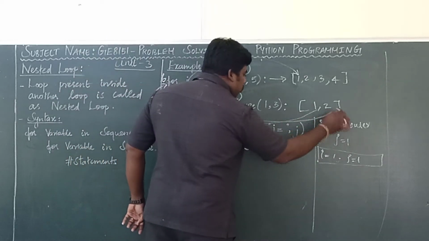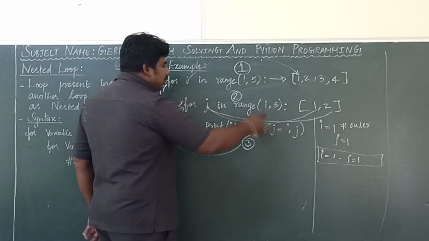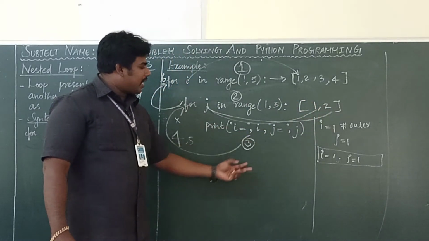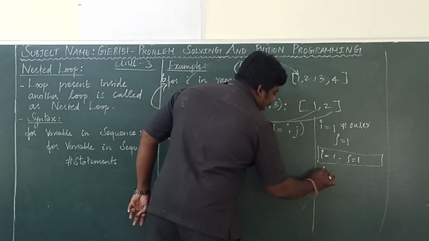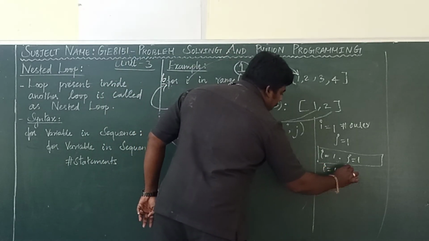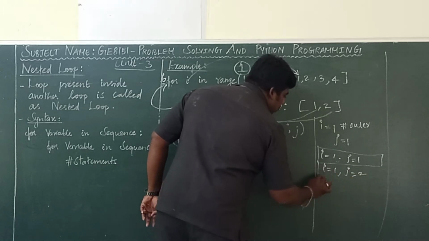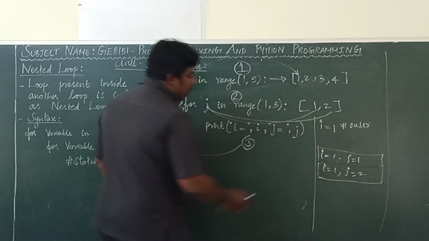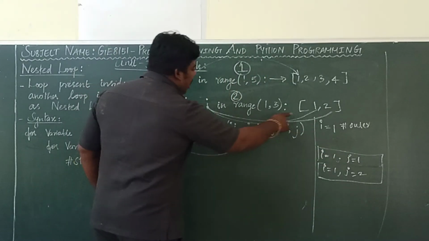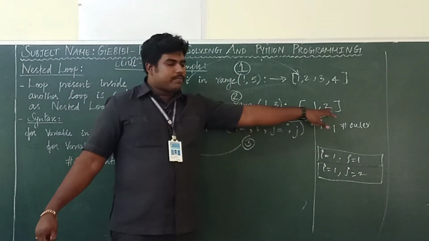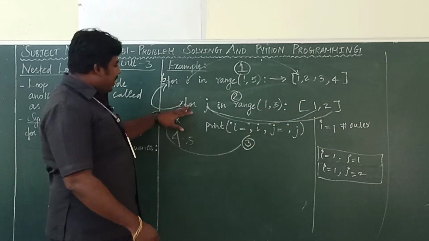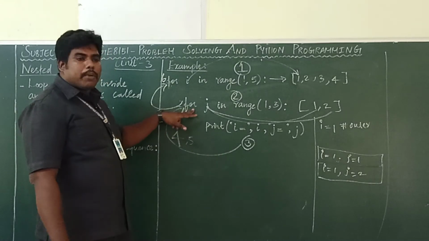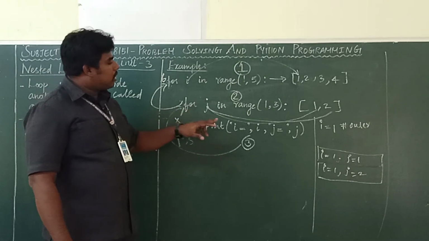J equal to 2. The condition here, element is there, right? So the for loop condition is true. So it will print again I equal to 1 comma j equal to 2. This is the first step when I value equal to 1. After completing that, any element is there? After the print statement, again it comes to the innermost for loop.